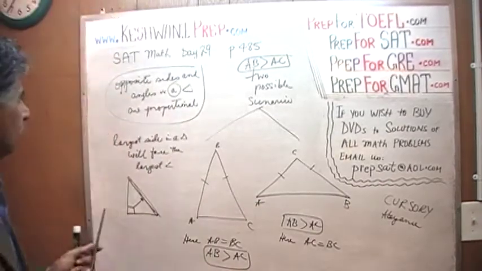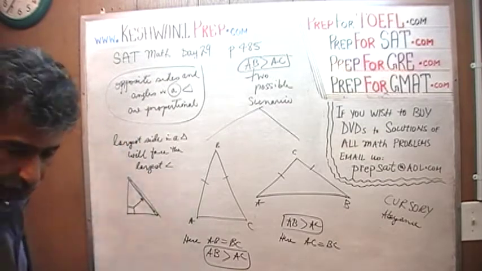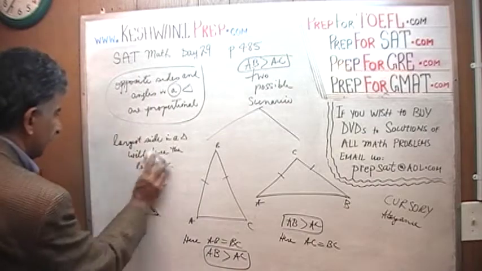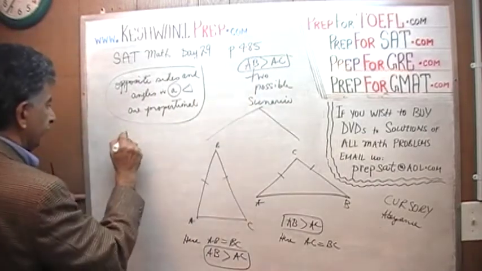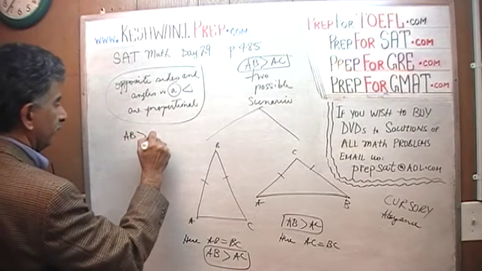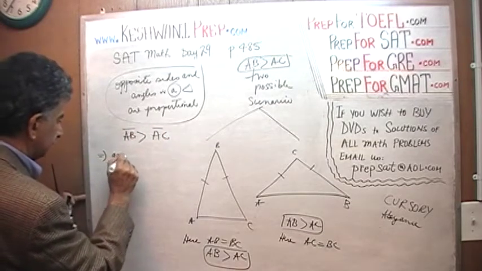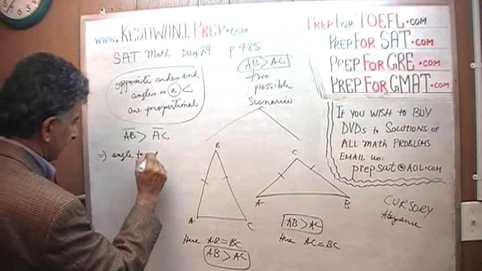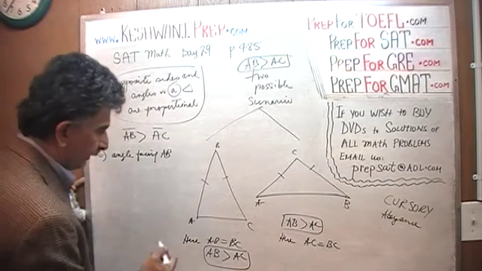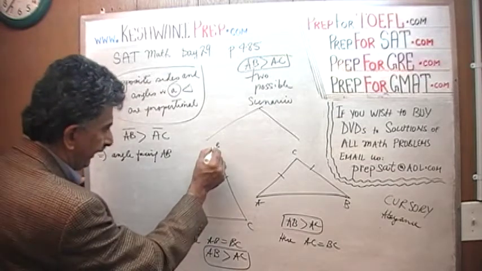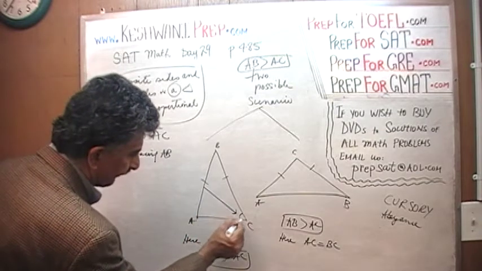Now we know that the opposite sides and angles in a triangle are proportional. So since we are told that AB is greater than AC, that implies that the angle facing AB is larger. Can you tell me which angle faces AB? Well, if you're looking at this scenario, this is A to B, A to B. The angle facing the side AB is this angle right here, angle C.